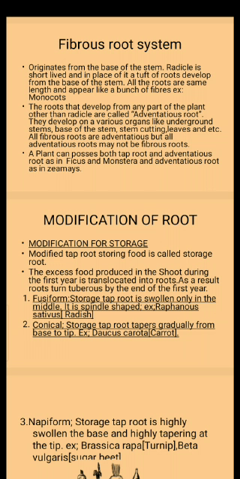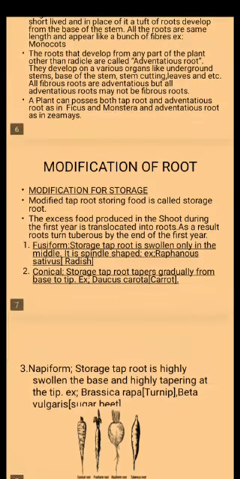And you can see some examples of storage roots. One is the fusiform root. You can also see the diagram here. Example, radish, Raphanus sativus. Fusiform storage taproot is swollen only in the middle. It is spindle shaped. To give the example, Raphanus sativus, radish, it is also storage of food material.